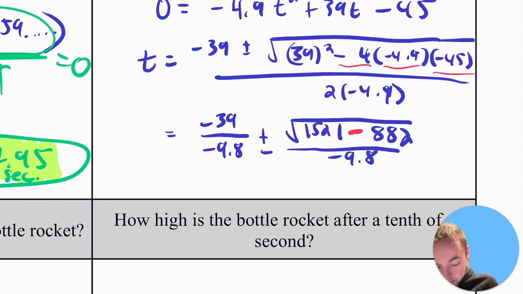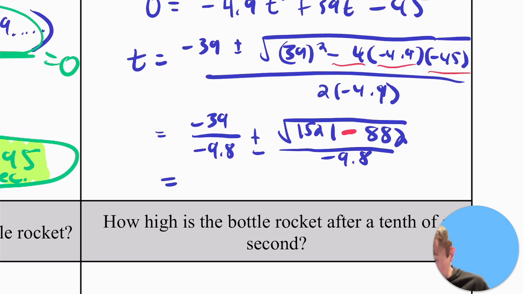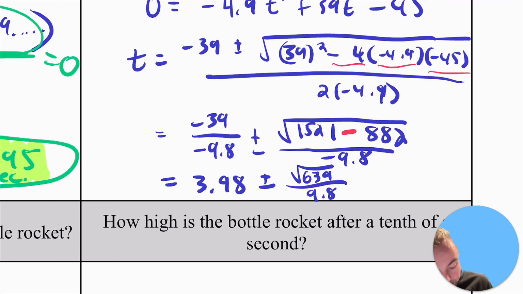So let's divide some of this out. We're going to get very decimal-heavy numbers, so I'm going to round a lot of this. This is about 3.98. Again, that's just rounding it off. And then underneath the square root, you'd have 1521 minus 882. So you'd actually have 639 under the square root over negative 9.8.